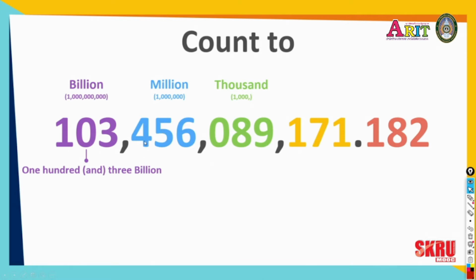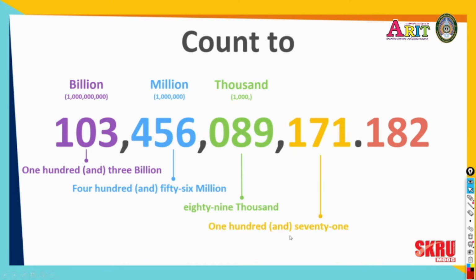The next group of 3, 456, and then tag on million. The next group, there's no hundreds, so we just say 89,000. We don't need an "and" here. In the last group, if there was a 0, we would say "and". And the final group of 3, 171.